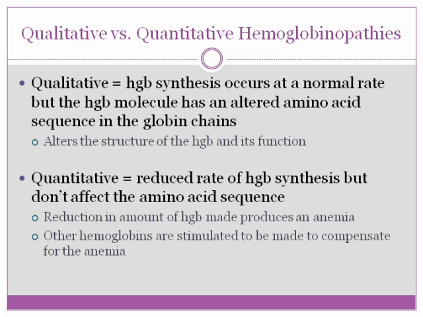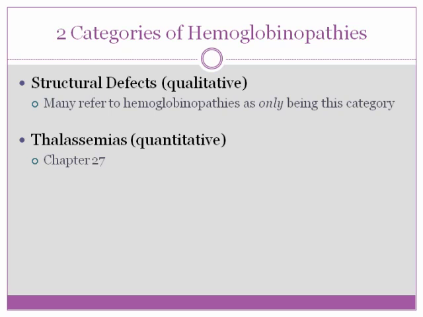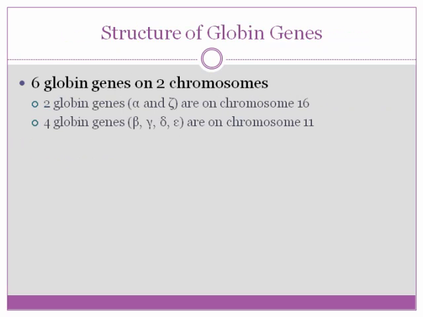We better know the quantitative as thalassemias. And so that's what you're going to hear them called from now on out. So whenever we refer to hemoglobinopathies, we're talking about the qualitative amino acid substitutions. When we talk about thalassemias, we are talking about quantitative lack of globin chains, just not enough being made. And the next chapter, 27, we'll talk all about thalassemias.